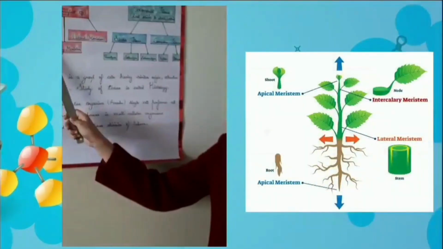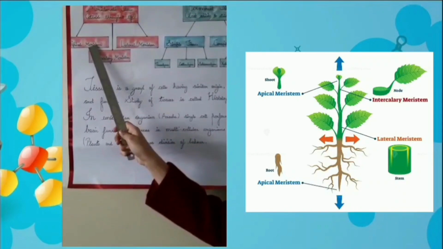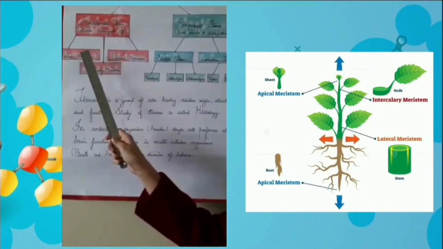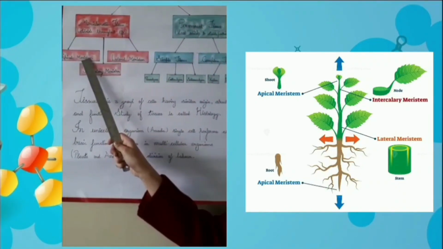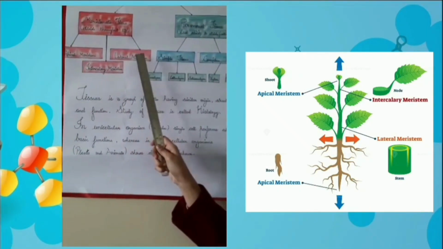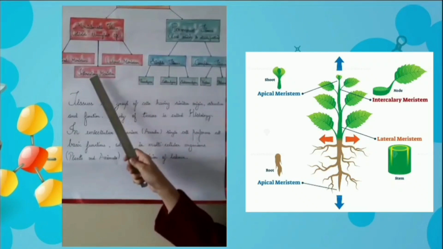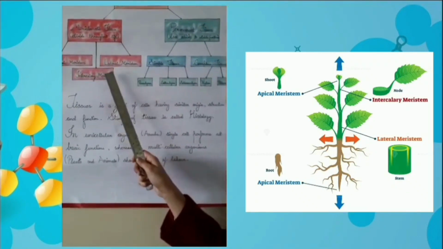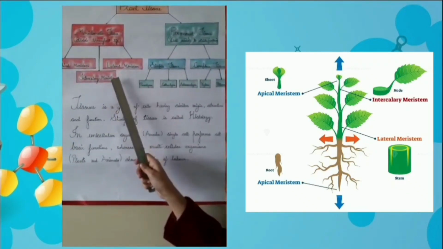The apical meristem. These are the meristematic tissue which are found on the roots, the shoots and the stem or the branches. The lateral meristem. These are found in the middle of stem and roots. The intercalary meristem. These are found at the bases of leaves or internodes.